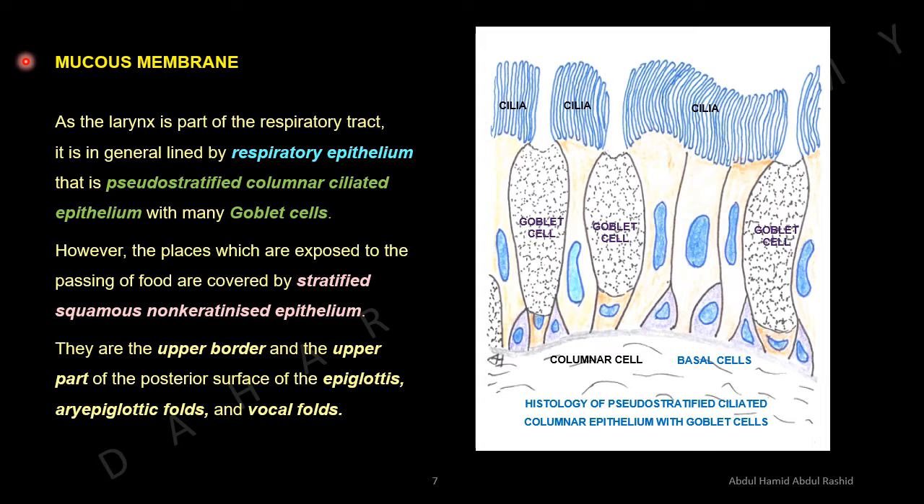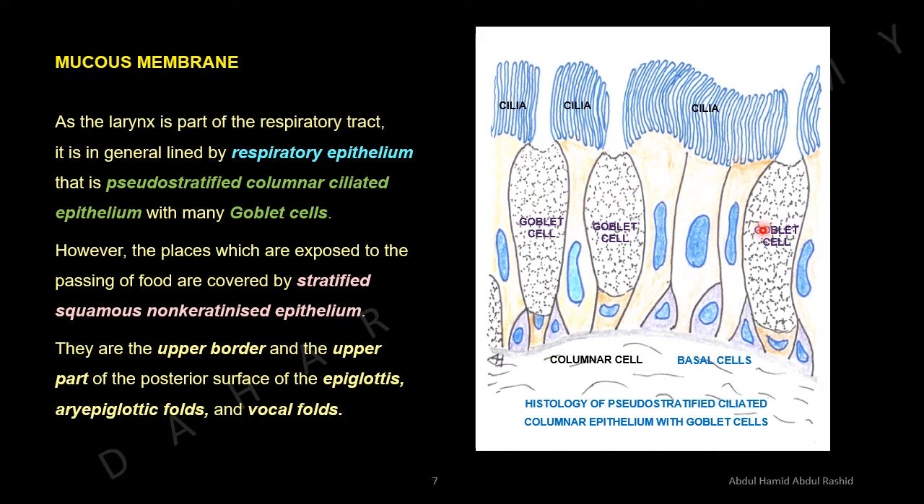Mucous membrane of the larynx. As the larynx is part of the respiratory tract, it is in general lined by respiratory epithelium, that is pseudo-stratified columnar ciliated epithelium with goblet cells. Pseudo-stratified columnar epithelium with so many cilia and so many goblet cells.